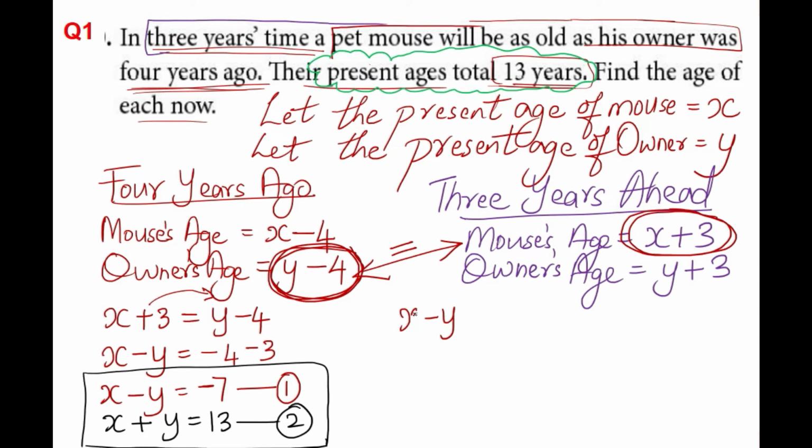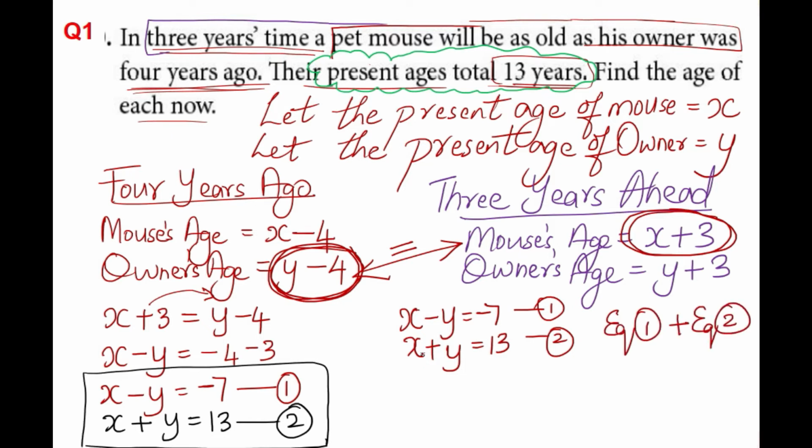x minus y is equal to negative 7. x plus y is equal to 13. So I'm going to add both the equations. So equation 1 plus equation 2. When I add them, I have 2x, negative y plus y is 0, is equal to 6. Negative 7 and plus 13, giving me a 6. So 2x is equal to 6, and my x is going to be 6 divided by 2, which is 3.